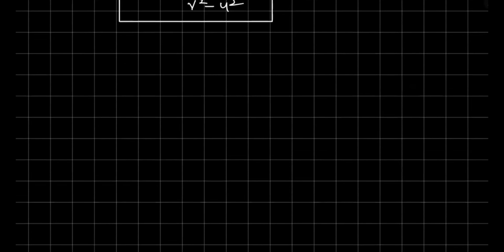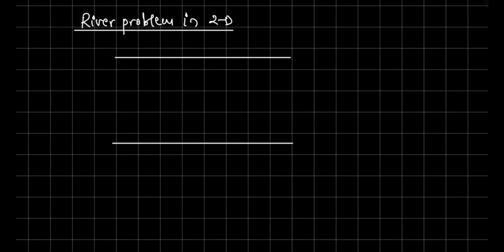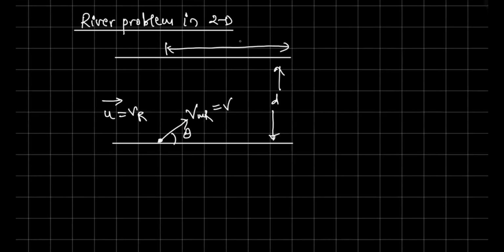चलो इसके बाद हम स्टार्ट करते हैं river problem in 2D. Suppose this is your river and it is flowing like this with a speed u, and the man is standing on this corner and he can swim in any direction. Let me say this angle is theta. This kind of problem we have to solve, like the separation between both the banks, and there's one more thing, let's say this one as drift.